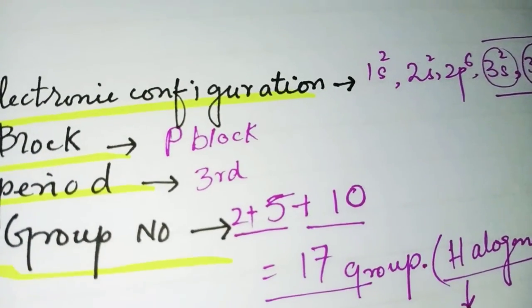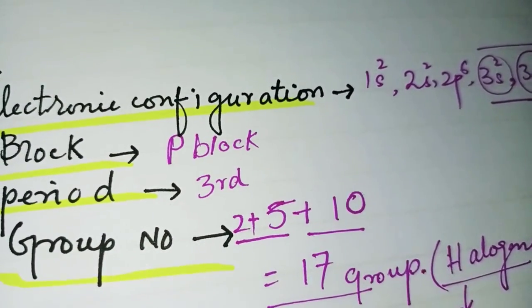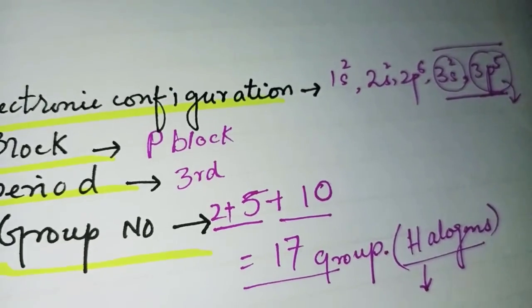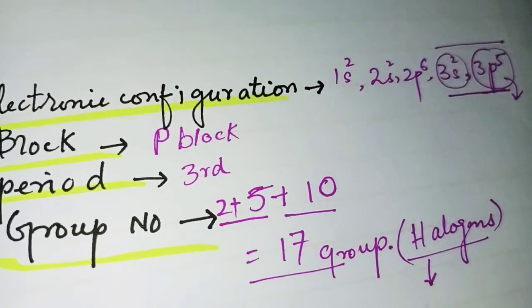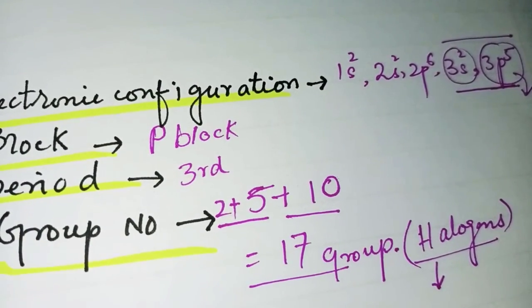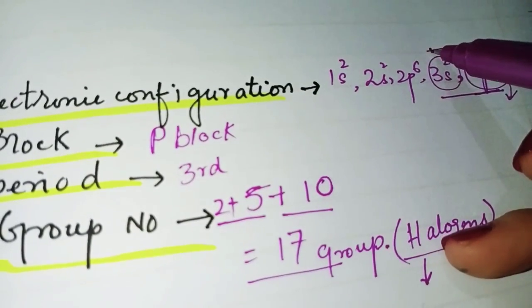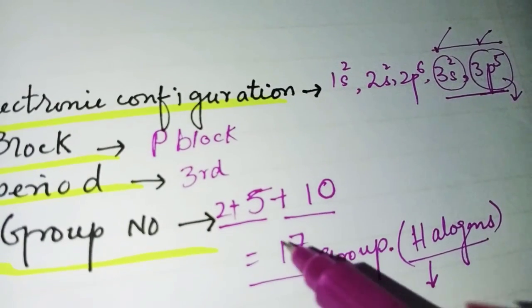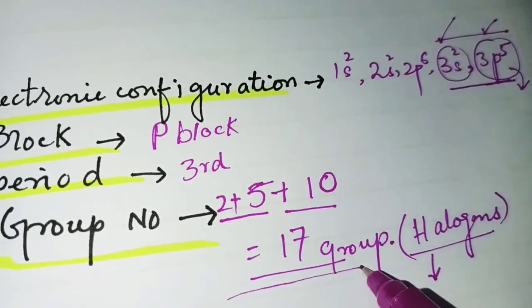So here we are talking about the group and period number. P block, because the last electron is in the p subshell; third period, because the highest principal quantum number is 3; and then the group number we can determine from the number of valence electrons. In 3s2 3p5, 2 plus 5 makes 7, and 10 by rule, so it makes group number 17.